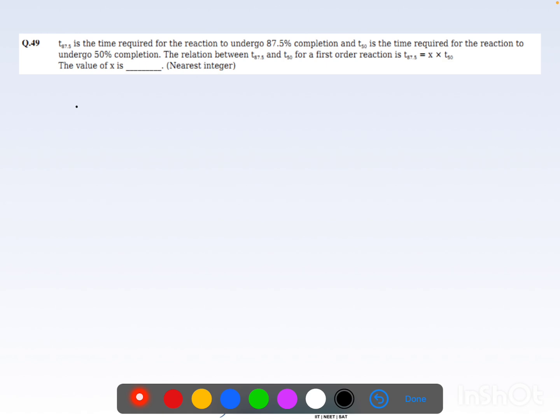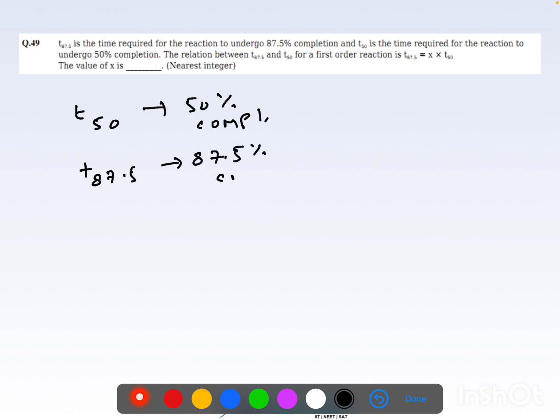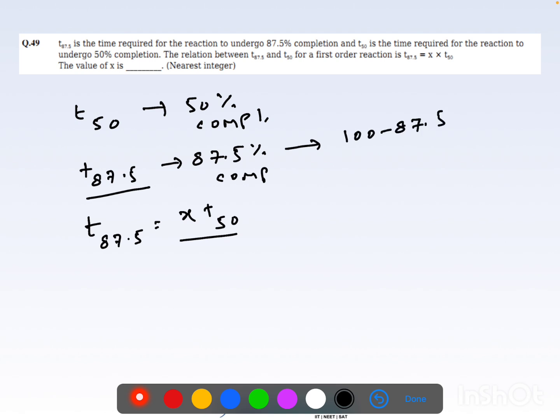If T50 is the time required for 50% completion, and T87.5 is the time required for 87.5% completion, they are asking what is the relation between T87.5 and T50. See, the question is T87.5 is equal to how many times T50. See here, if the completion is 87.5%, what will be remaining? 100 minus 87.5, that is 12.5.